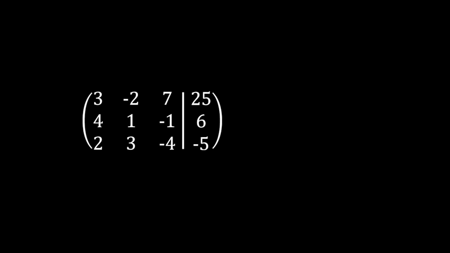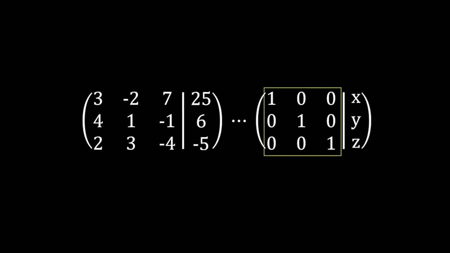Okay guys, given a question like this, of course the first thing we should do is turn it into an augmented matrix. And remember what the goal is after that. We have to take this augmented matrix and turn the left side into an identity matrix. This makes it easier for us to see what the values of x, y, and z are.